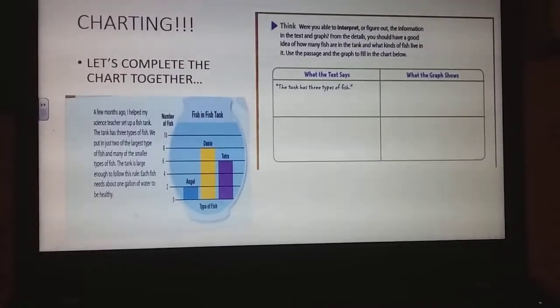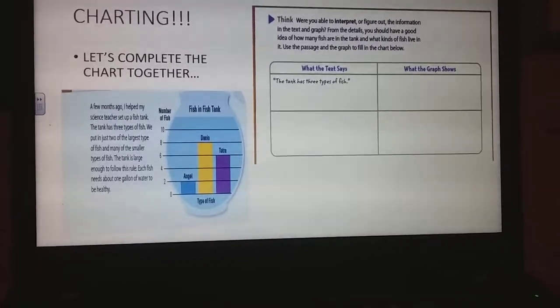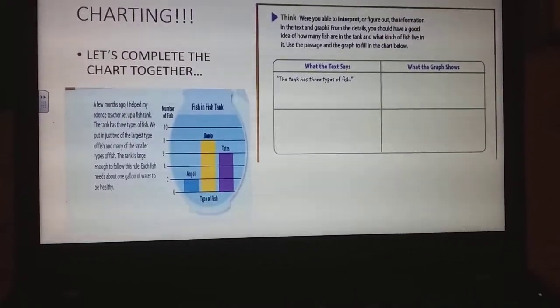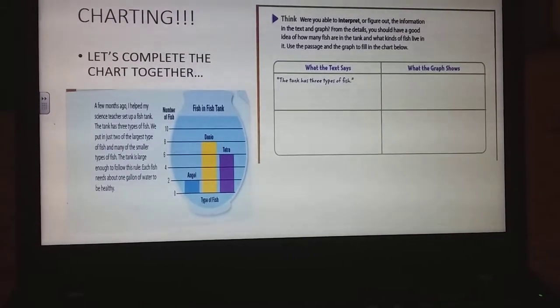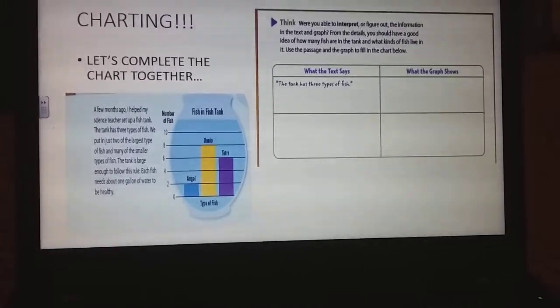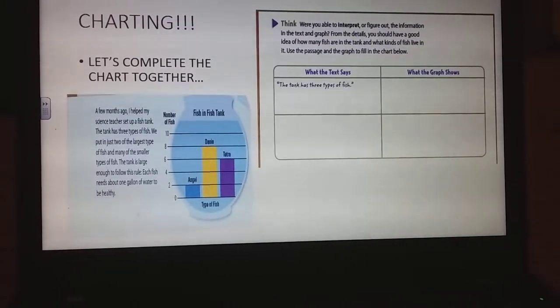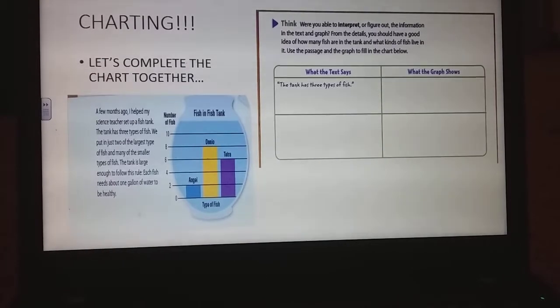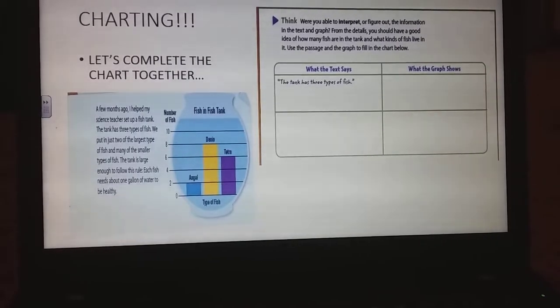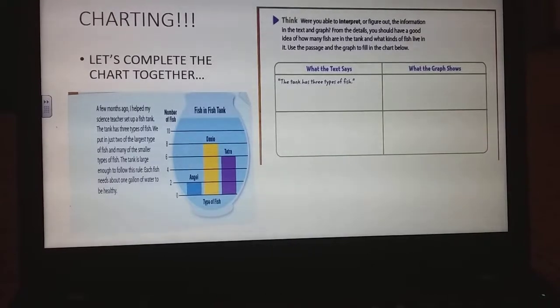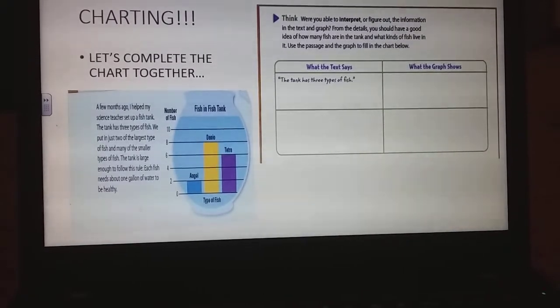All right, so charting. As always, we use our charts to organize our information. So we're going to complete this chart together, all right? If you look at the think section at the top of the page, it says, were you able to interpret, or in other words, figure out the information in the text and the graph? From the details, you should have a good idea of how many fish are in the tank and what kinds of fish live in it.